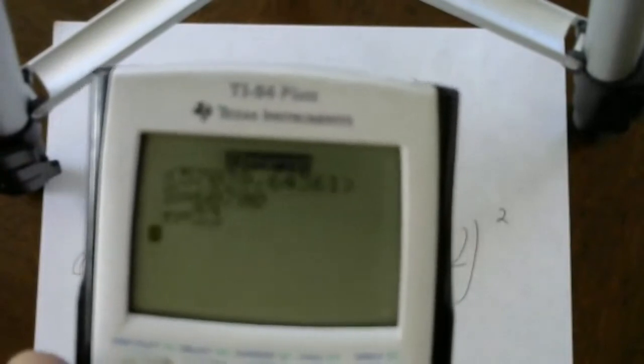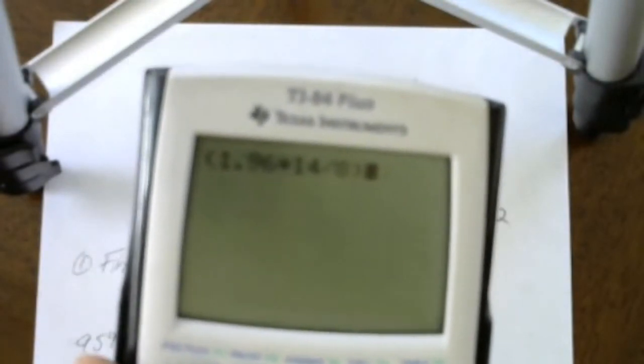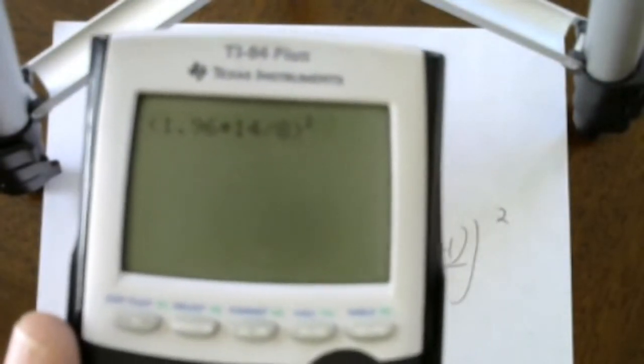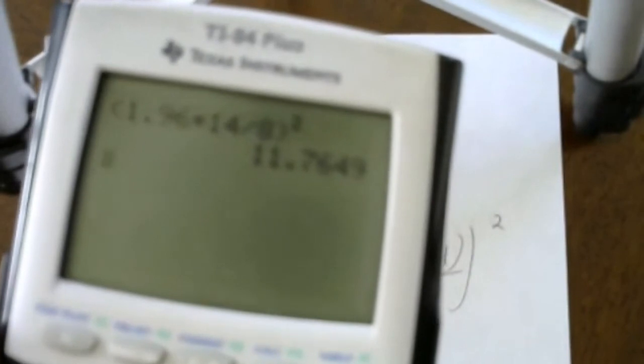So I'm going to put that into our calculator as, I'm going to put a begin set of parentheses, 1.96 times 14 divided by 8. I want to close off my parentheses and square it. We have n as 11.76. And we're going to round that up to the nearest person, which is 12. Our sample size should be 12.